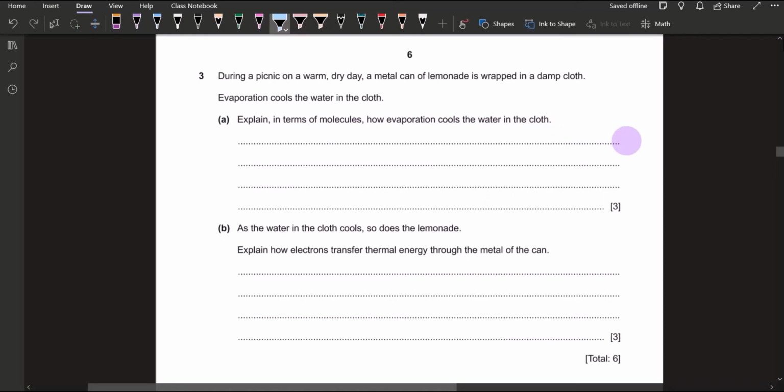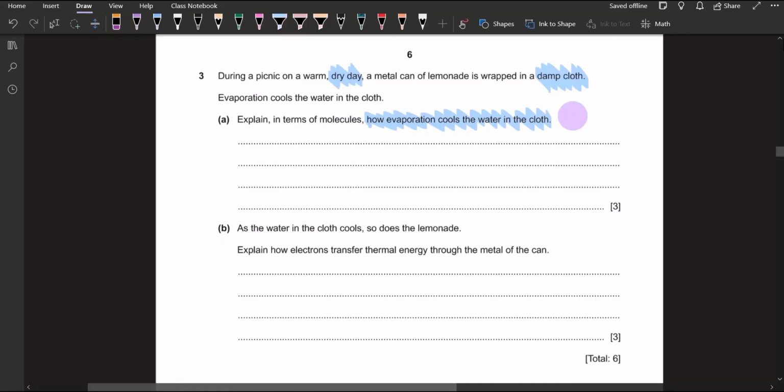So again, we're going to read the question and highlight what is very important for our understanding. The question says, during a picnic on a warm, dry day, so there is no wind, a metal can of lemonade is wrapped in a damp cloth. So here, damp cloth is important, and evaporation cools the water in the cloth. Part A says, explain in terms of molecules how evaporation cools the water in the cloth. This is very important, because when I was doing the question at first, I thought they were asking about the lemonade. But the question mentions how evaporation cools the water in the cloth.